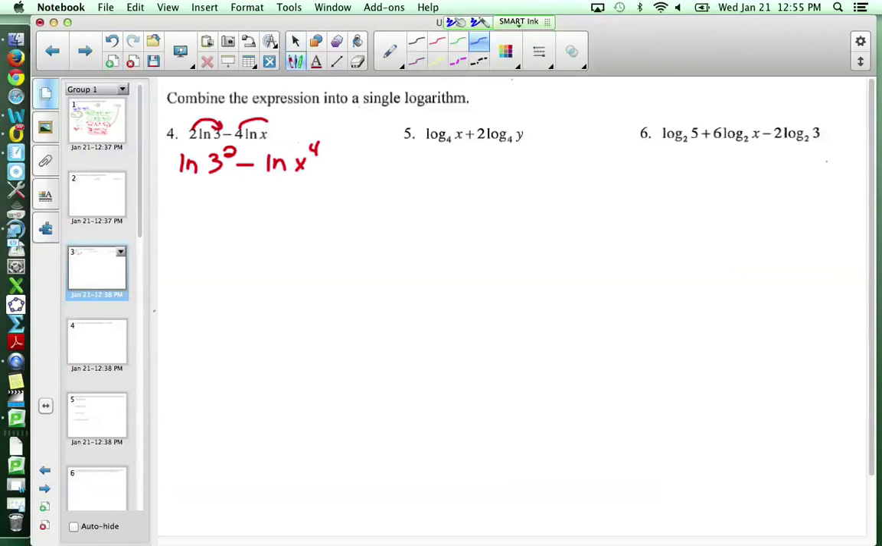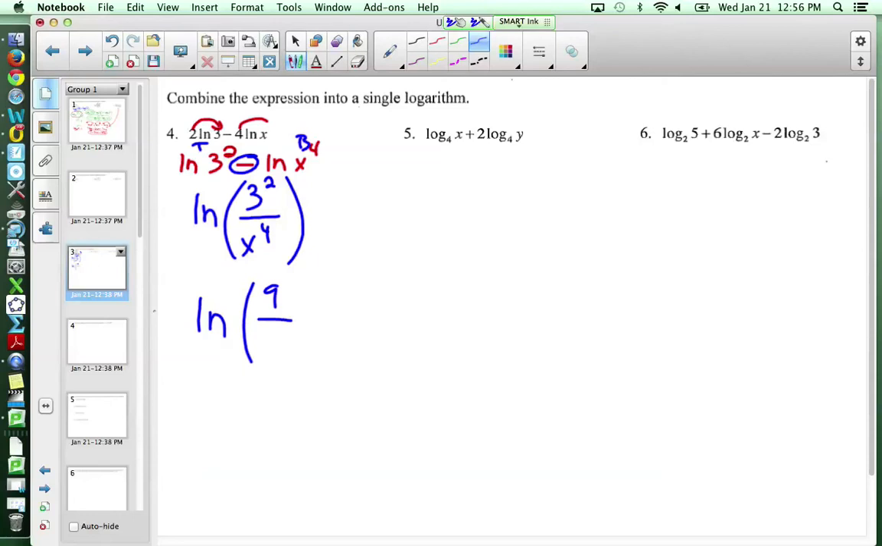Because the natural log of 3 squared is positive, the 3 squared is going to be on top of the fraction. Since the natural log of x to the 4th is negative, this is going to be on the bottom of the fraction. So when we squish these together, we get the natural log of 3 squared on top divided by x to the 4th on the bottom. We can further simplify this by actually doing 3 squared. So the natural log of 9 divided by x to the 4th.